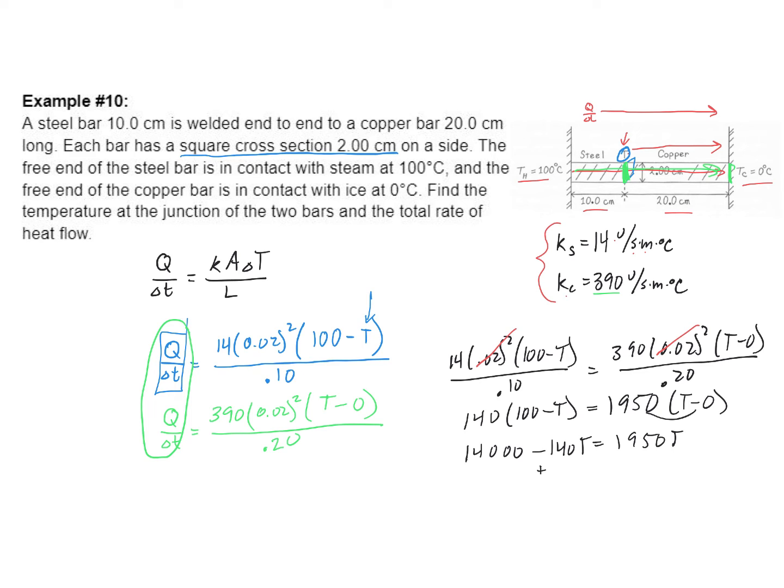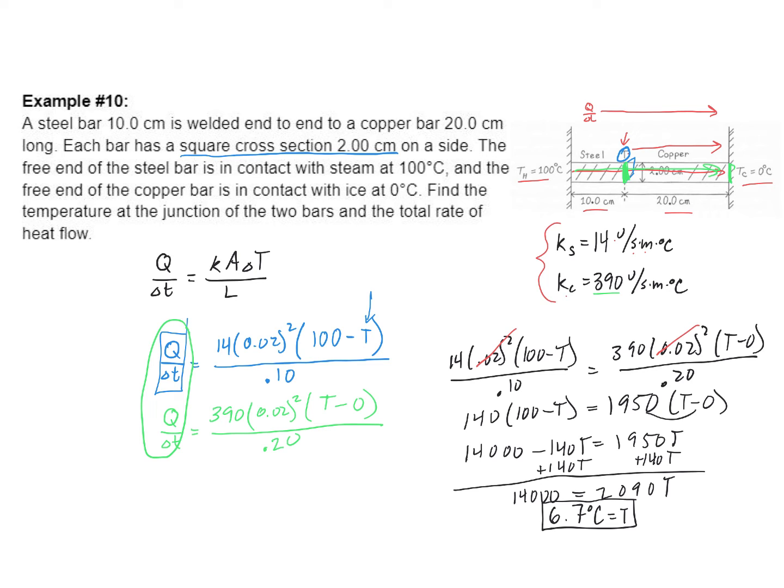So I'm going to add the 140 to the other side, plus 140, and that will give me 14,000 equals 1950 plus 140 would be 2090T, and then we just divide both sides by 2090. So 14,000 divided by 2090, and I get 6.69. So I'm going to go 6.7 degrees Celsius equals T.